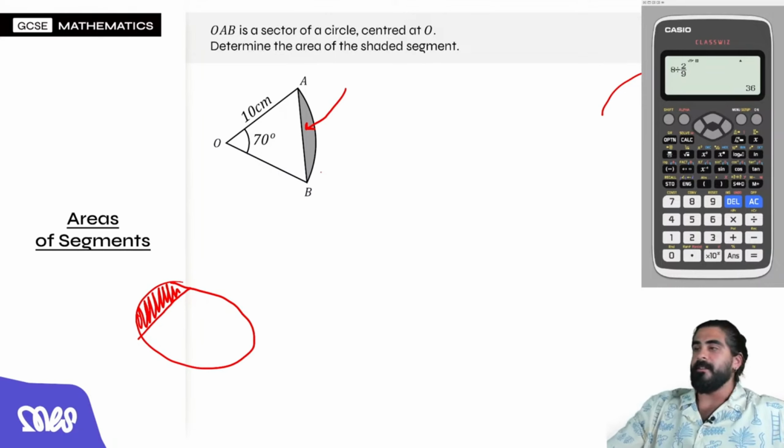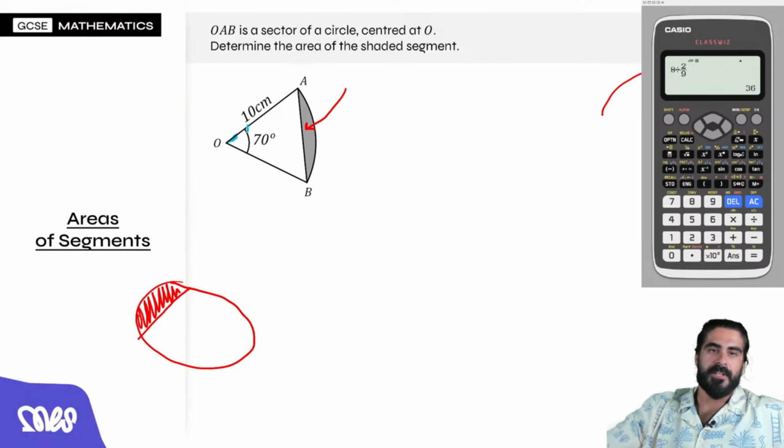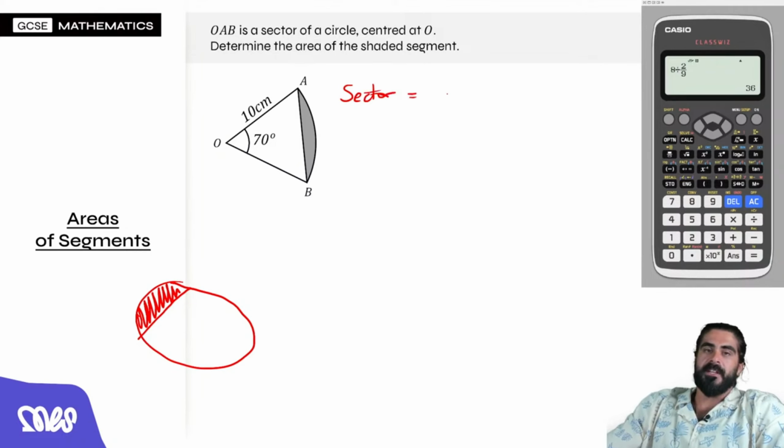Now the way we do that is we do the full sector, which we've been doing this whole time. We do the full sector, and then we subtract the triangle. So we're going to be using two formulas here. We're going to be using the sector formula. Now remember, the sector formula is theta over 360 times pi r squared.